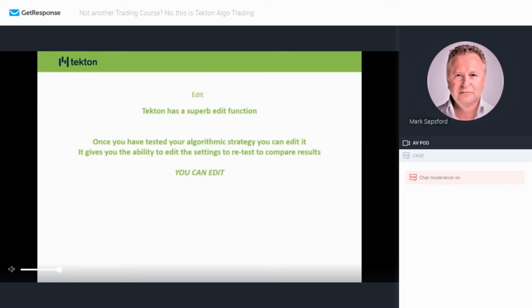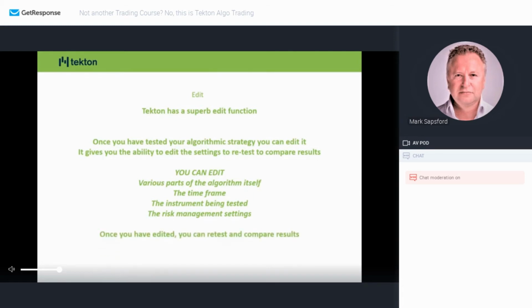You are able to edit various parts of the algorithm itself, the time frame you are testing, the instrument being tested, which means currency pairs, indices, commodities, etc. You can test on other instruments quite easily. The risk management settings can also be edited as well before retesting. Once you have edited, you can then retest and compare the results like for like. Let me show you how to edit using Tekton now.